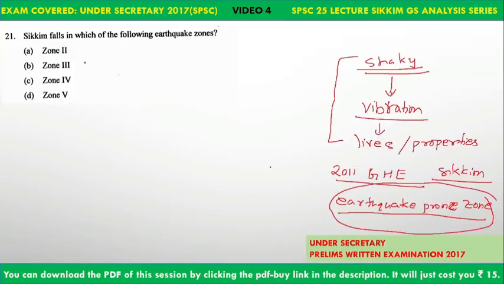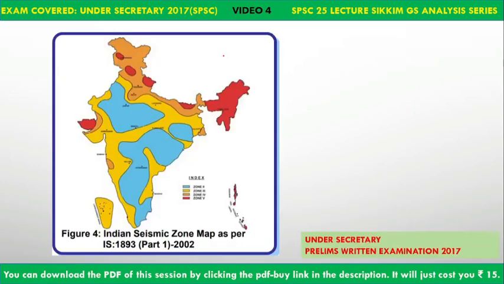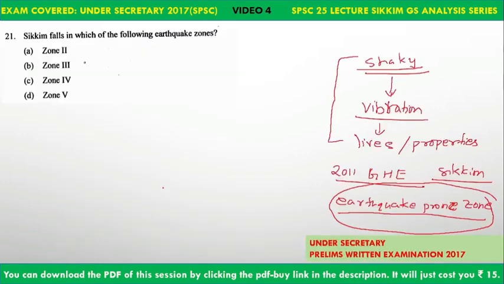So our question is, Sikkim falls in which of the following earthquake zones? As you all can see from the map, Sikkim comes under this brown region, right? And here you can see that the brown region is zone 4. So Sikkim falls in earthquake zone 4.